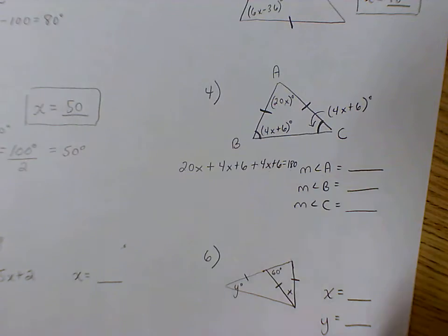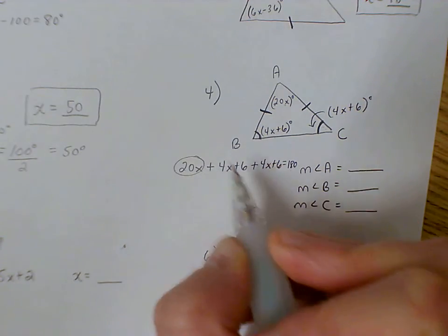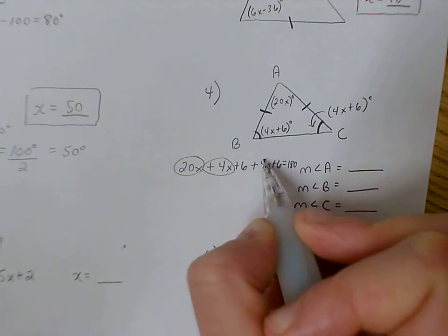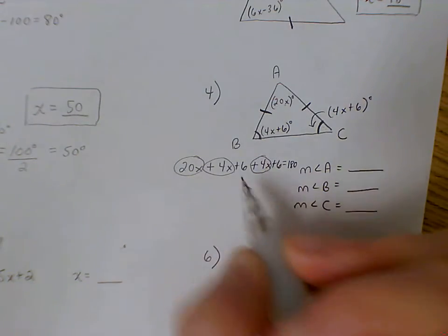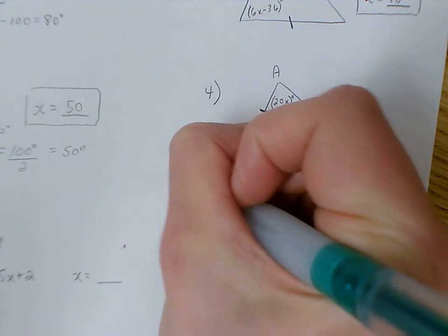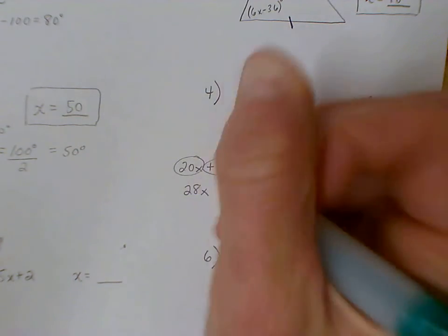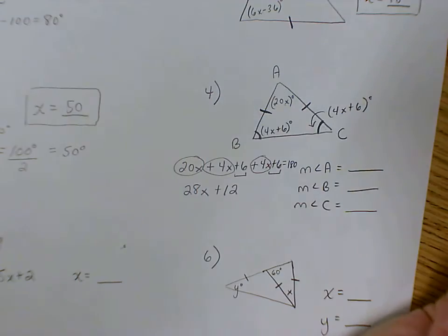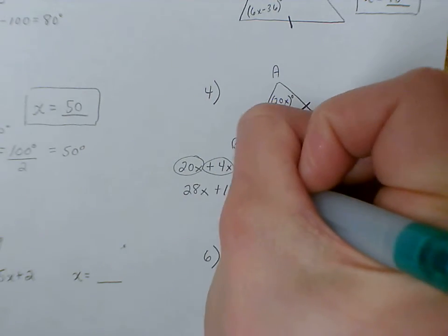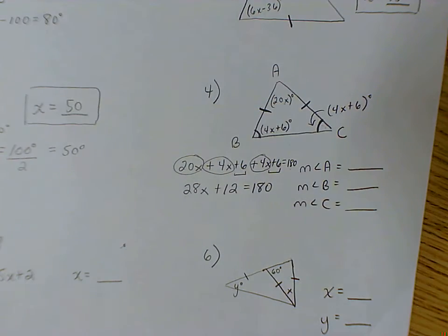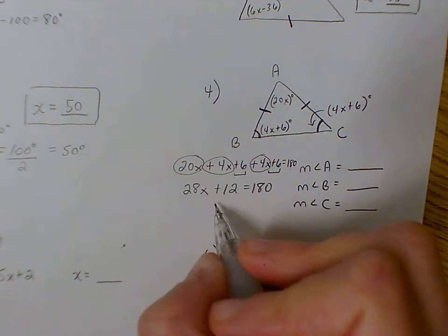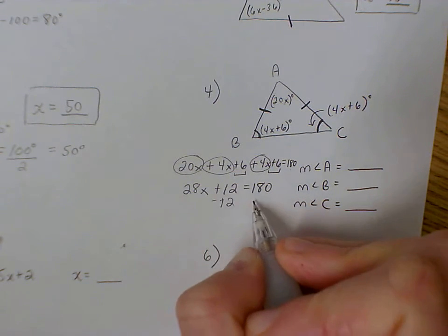Now we just have to solve. So we combine like terms. We got 20x, the 4x, and then the 4x. Those are all like terms. So when I combine those, I get 28x. And then my constants, I got 6 and 6, so when I add those, I get a positive 12. And then I'm just going to bring down the rest of my equation and finish solving. So to finish solving, I'm going to have to subtract 12 from both sides.